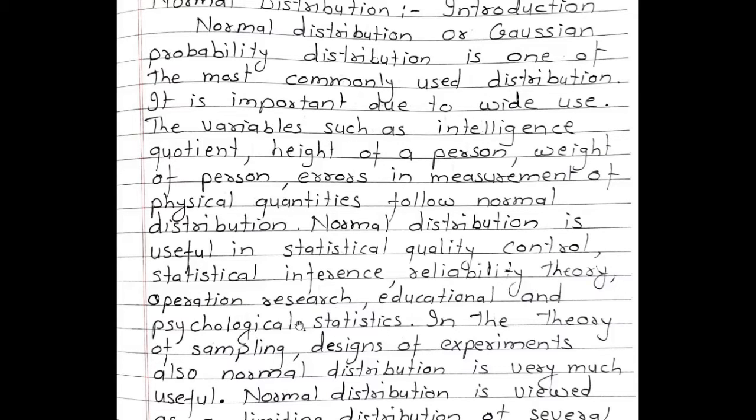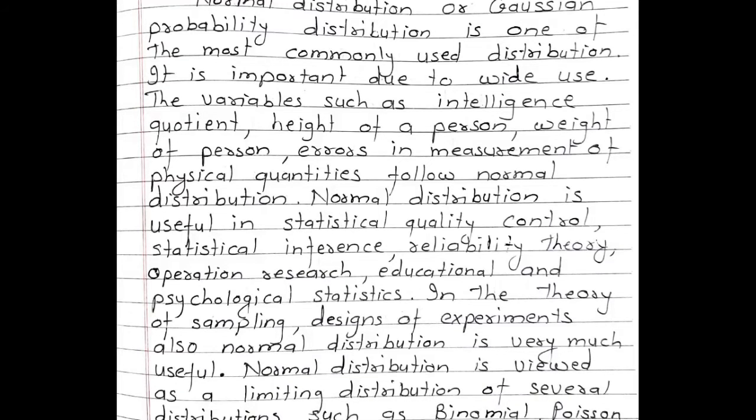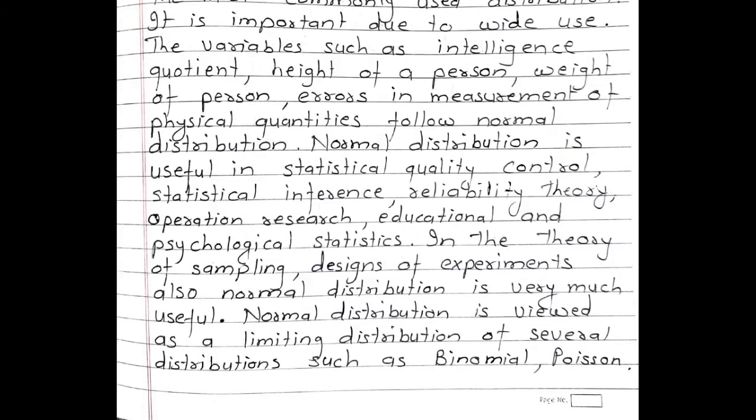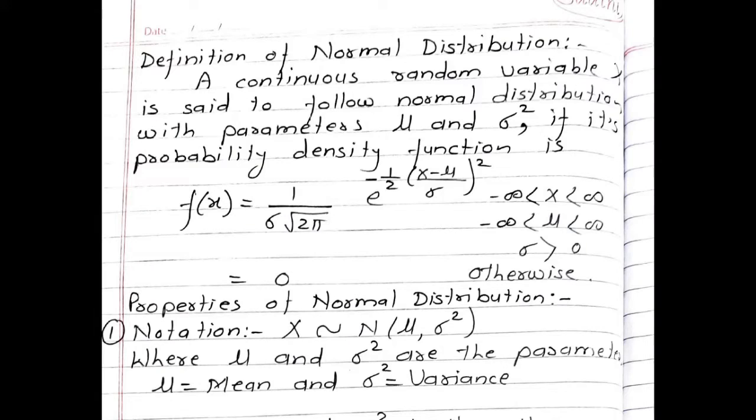In the theory of sampling and design of experiments also, normal distribution is very much useful. Normal distribution is viewed as a limiting distribution of several distributions such as binomial and Poisson.